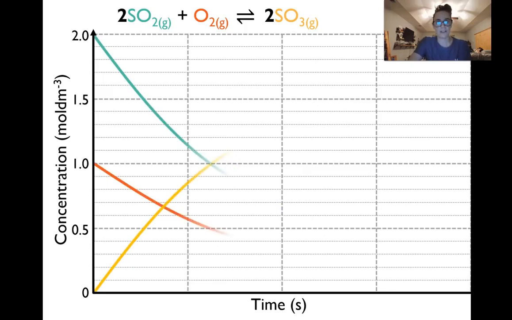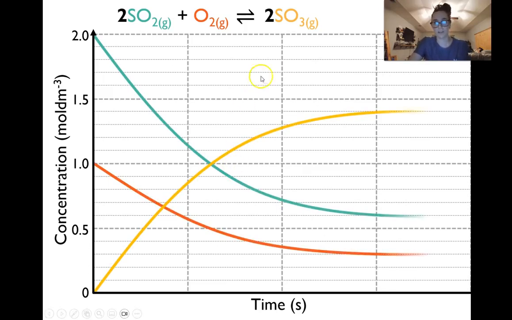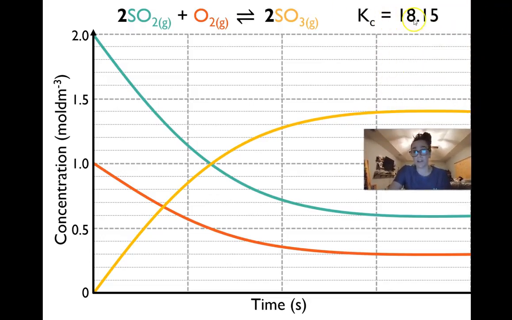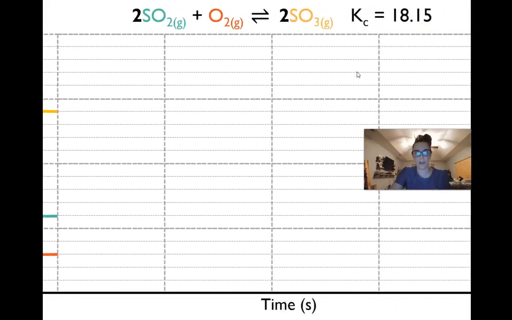So again, let's take a look. We're using our typical sulfur dioxide and oxygen makes sulfur trioxide gas. You can see we're starting again with 2 molar sulfur dioxide, 1 molar oxygen, and 0 sulfur trioxide. And we see our typical equilibrium ratios that you've seen in previous graphs. So equilibrium is established. And just so you guys know, the equilibrium constant for this reaction is 18.15. So there's a lot more products at equilibrium than reactants, as we already saw with this reaction.